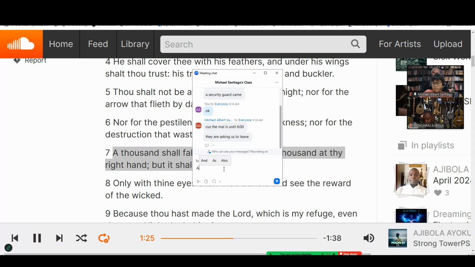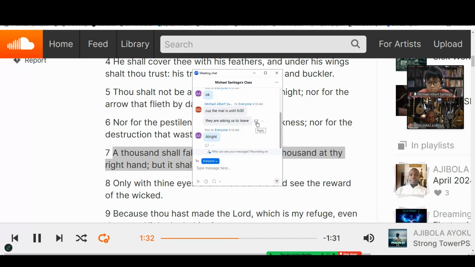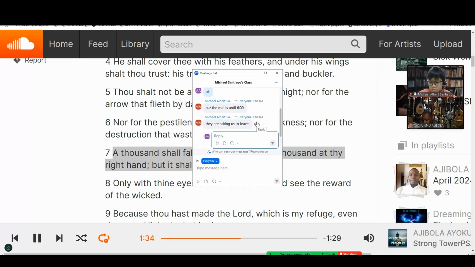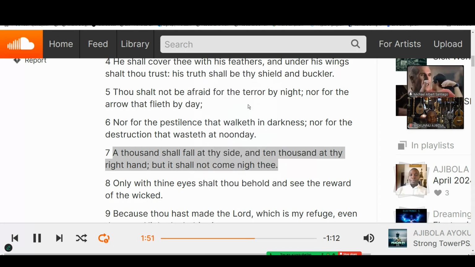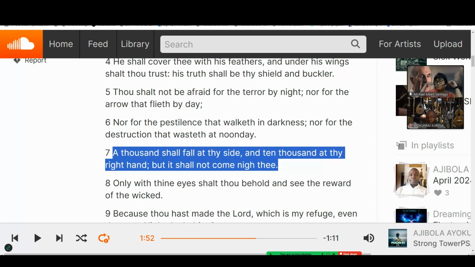Only with thine eyes shalt thou behold and see the reward of the wicked, because thou hast made the Lord, which is my refuge, even the Most High, thy habitation. There shall no evil befall thee, neither shall any plague come nigh thy dwelling. For he shall give his angels charge over thee, to keep thee.